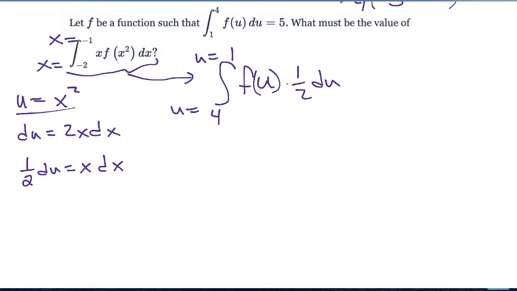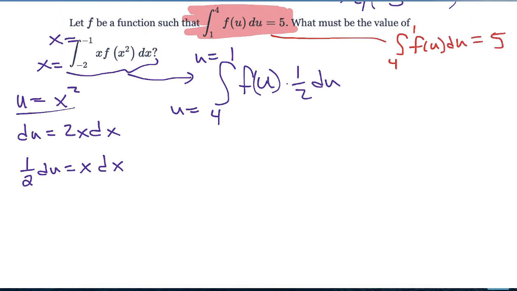Now, here's the key. Look what we were given. We were given this. Based on our work last week, what you should realize is, if the integral from 1 to 4 of f of u du is equal to 5, then the integral from 4 to 1 of f of u du should equal -5. Because all we've done is flip the bounds. We flipped the direction we're integrating.